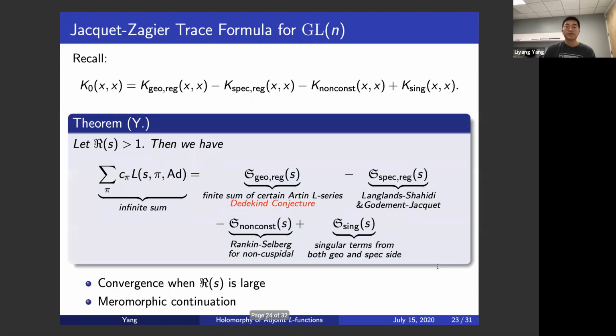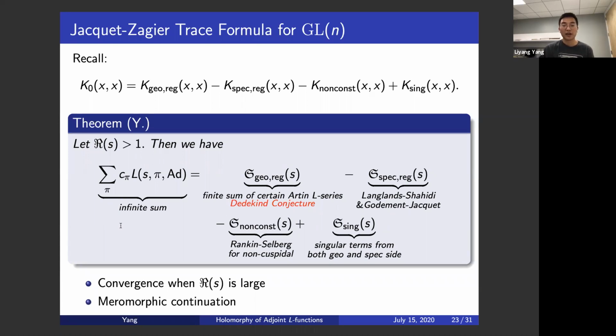And then we will take the integral against the Eisenstein series of the diagonals to get this decomposition after some manipulation. Where the left-hand side is the infinite sum of adjoint L-functions. There are 4 terms on the right-hand side. We will introduce these 4 terms one by one. I mean, at least I'll give you a rough idea of what they look like.